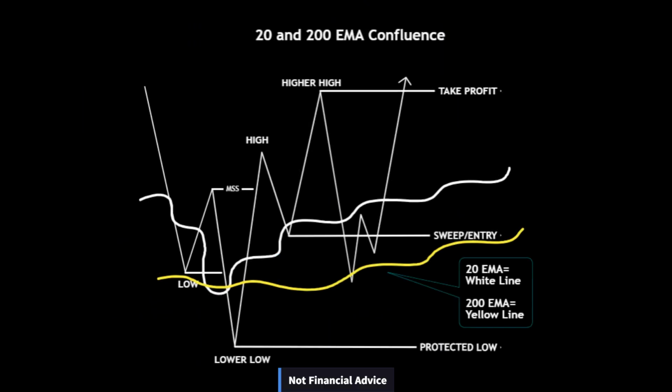EMAs and VWAP. Now let's talk about the EMAs and the volume weighted average price, or VWAP. The 20 EMA shows the short-term trend. The 200 EMA shows the long-term trend. When both agree, or the 20 EMA has crossed above or below the 200 EMA, depending on if you're bullish or bearish, you have a stronger setup.